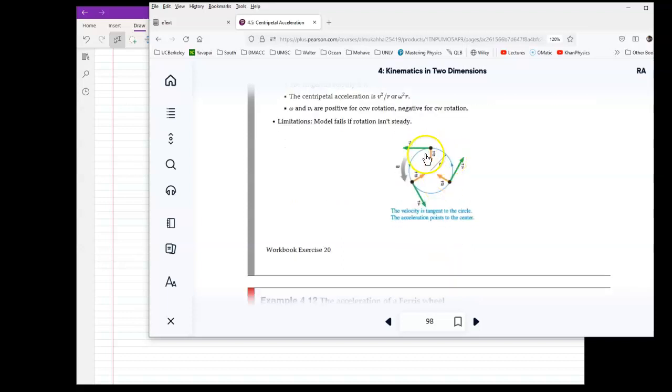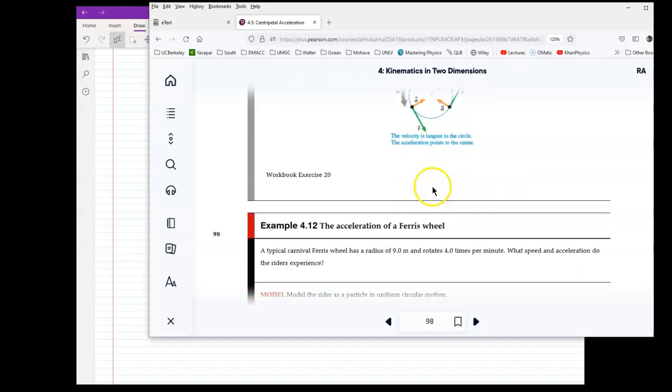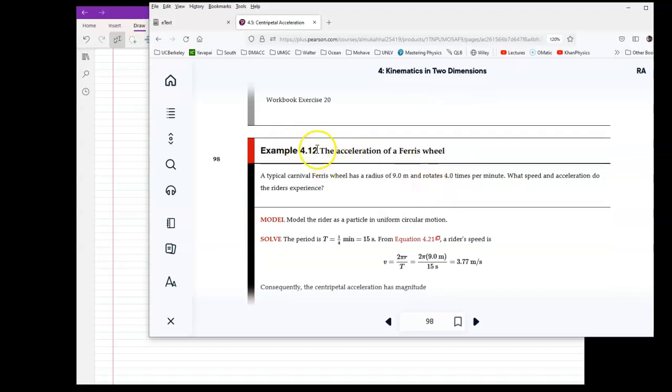There we go again. Here is the circular path, an object going around. The velocity is changing constantly. Here is the omega, the angular velocity. And as you can see, the acceleration is center-seeking, centripetal. All right, let's do this example problem, 4.12, the acceleration of a Ferris wheel.